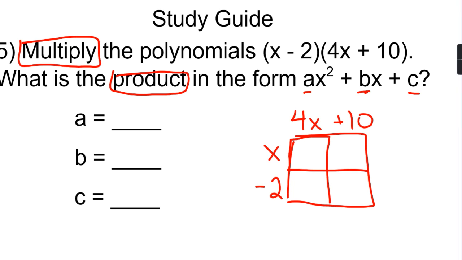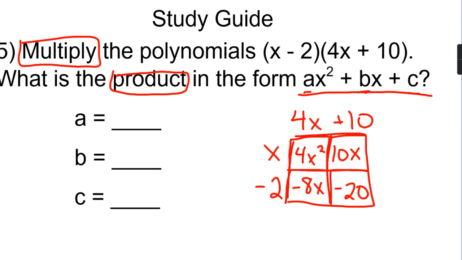Here we have x times 4x, which is 4x to the second power. This is x times 10, which is 10x. This is negative 2 times 4x, which is negative 8x. And here we have negative 2 times 10, negative 20. So if we try to write this in standard form, just like they gave us over here, we would first write 4x squared, right? We're trying to add up all the insides of the box. So 4x squared. Then we have 10x and negative 8x. So let's add those two together because they're like terms. 10x and negative 8x is positive 2x because 10 minus 8 is 2, right? And then that last term is negative 20.